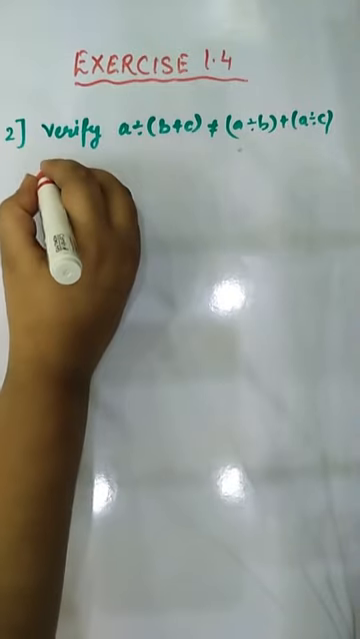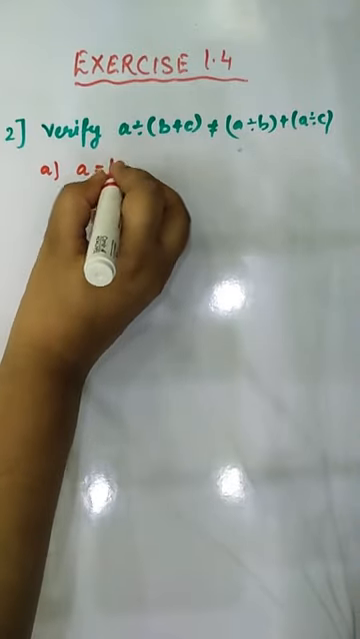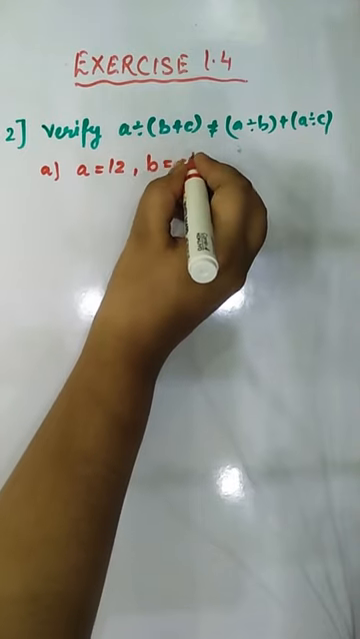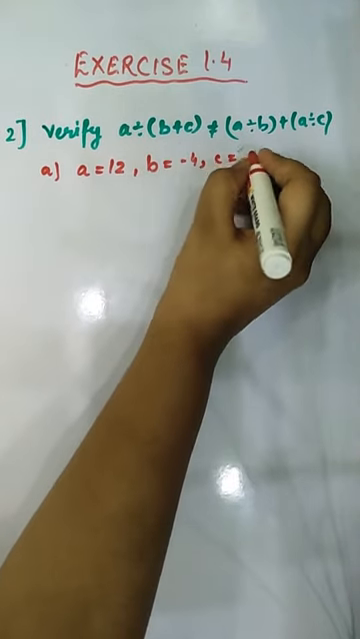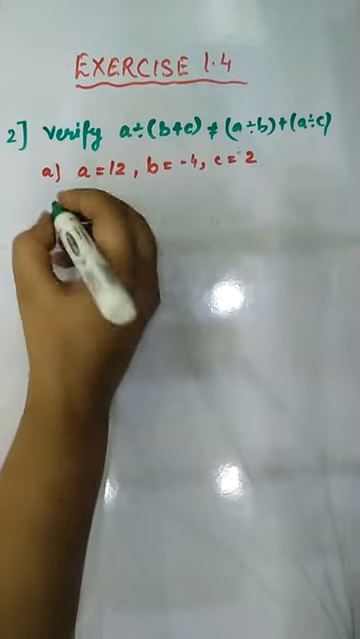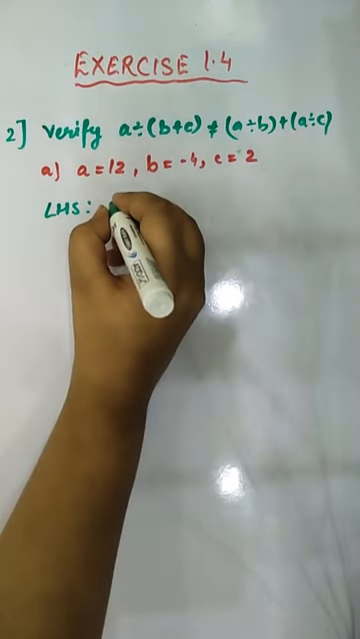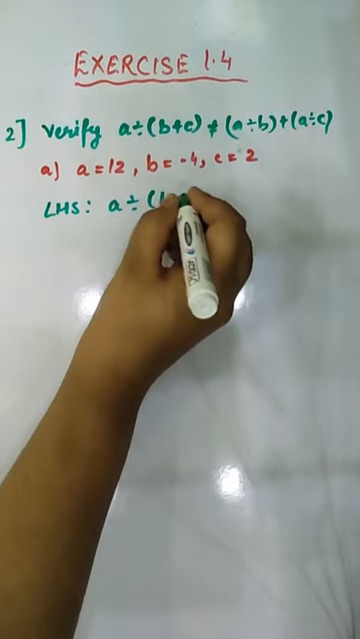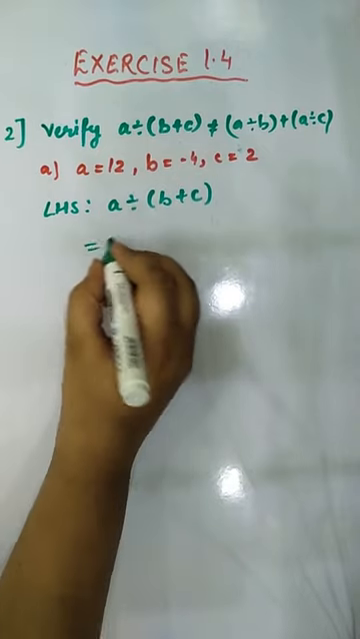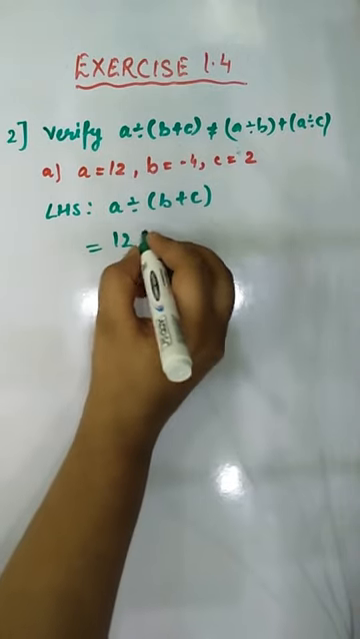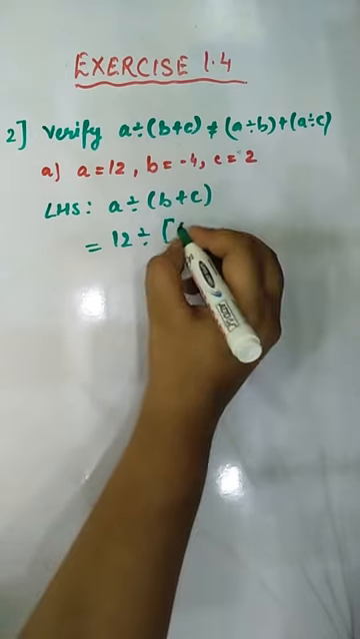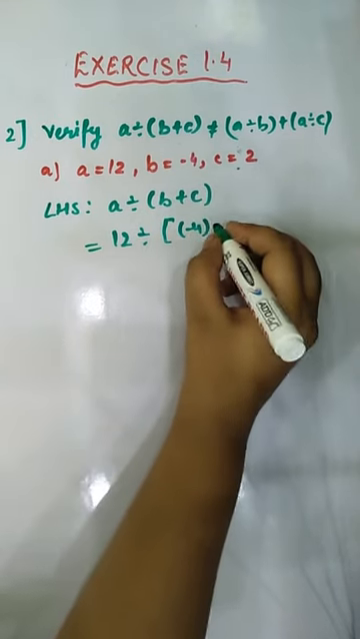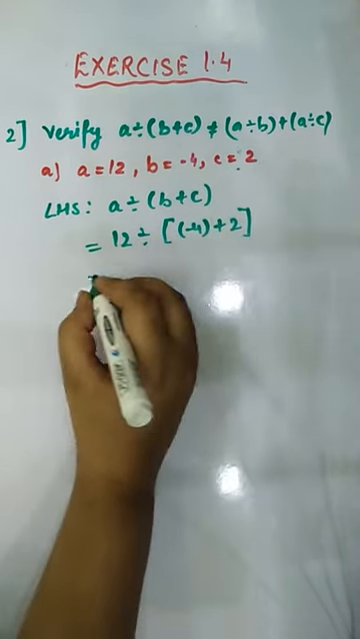So in this question, in part a, a is equal to 12, b is equal to -4, c is equal to 2. So what will LHS be? A divided by b plus c. So what is a? 12. What is b? -4. What is c? +2. So find the answer.